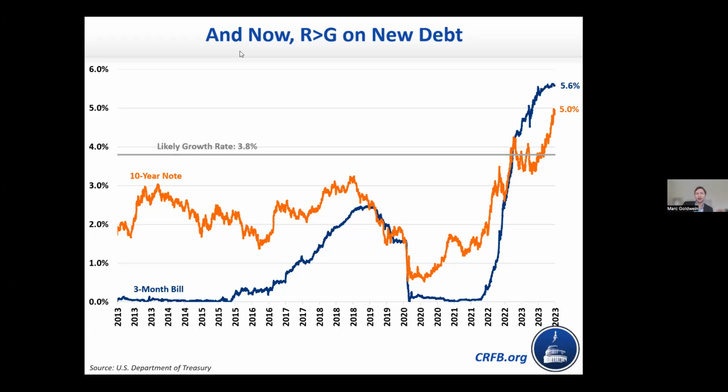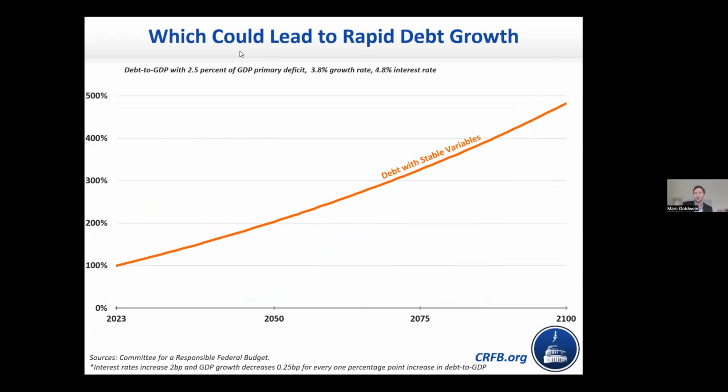Meanwhile, we think the growth rate going out is probably going to be like 3.5 to 4%. The Federal Reserve says 3.8, CBO says 3.7, the blue chips say 4.1. We don't know the exact growth rate, but it's nowhere near 5. Nobody thinks we're going to have a 5% growth rate unless we end up with very high inflation. And so on new debt, the interest rate is already above the growth rate. That's a problem.